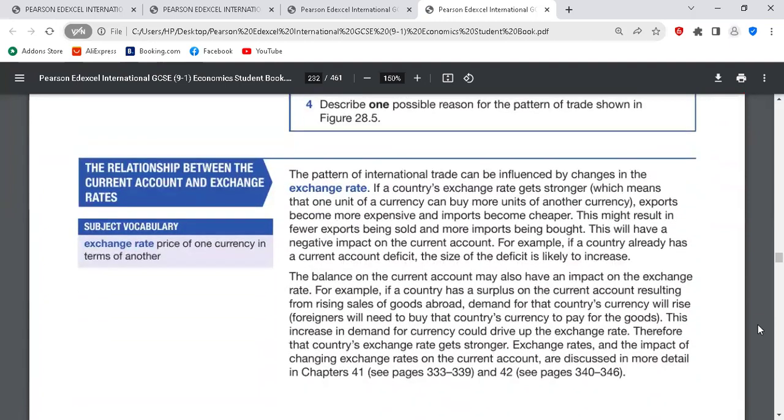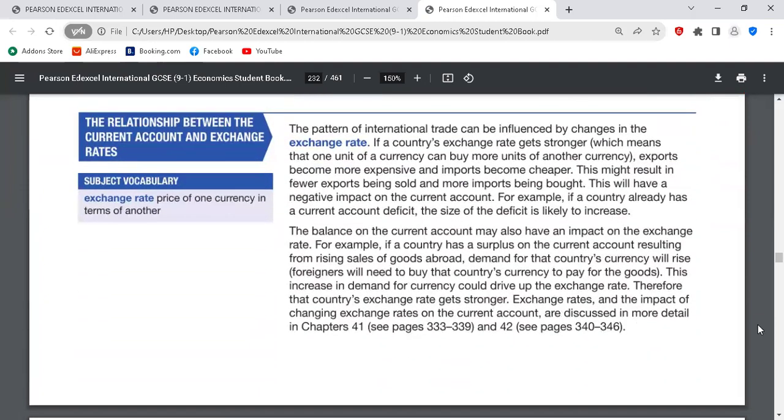The relationship between the current account and exchange rates. The pattern of international trade can be influenced by changes in the exchange rate, because exchange rate is the value of a country's currency in terms of other currencies. So that means when we have to deal with other countries, we need to use a foreign currency. So there's always going to be a relationship between the foreign exchange rate and the current accounts. If a country's exchange rate gets stronger, which means that one unit of the currency can buy more units of another currency, exports become more expensive and imports become cheaper.